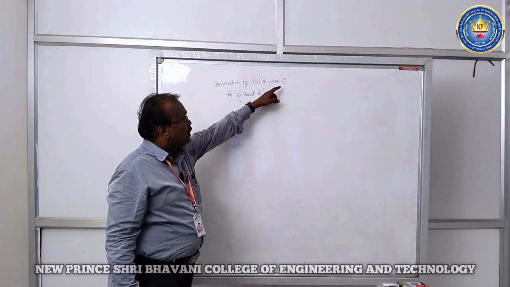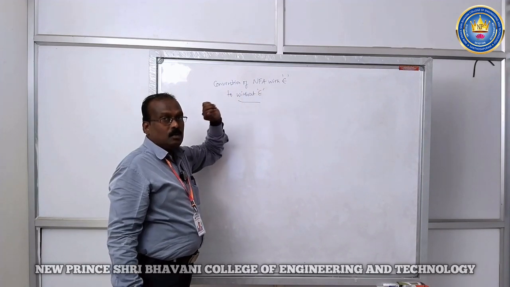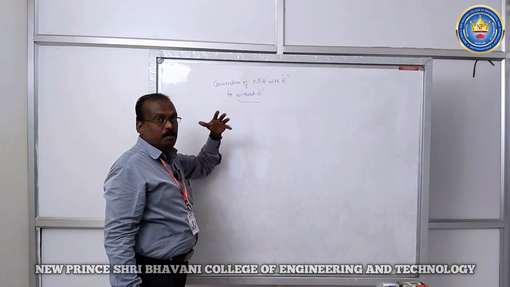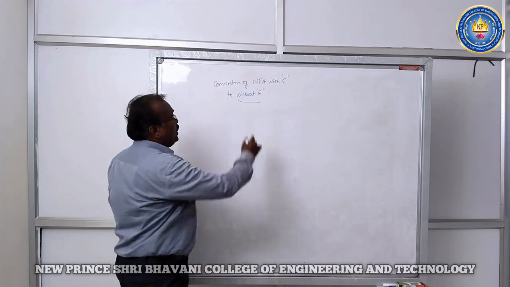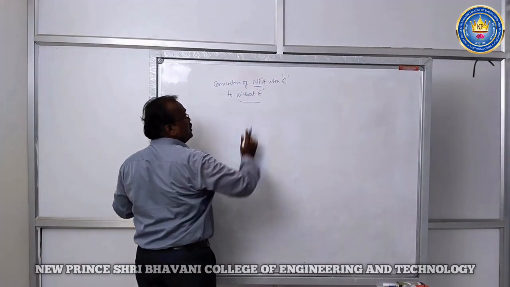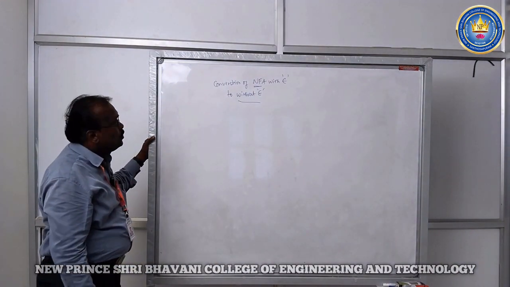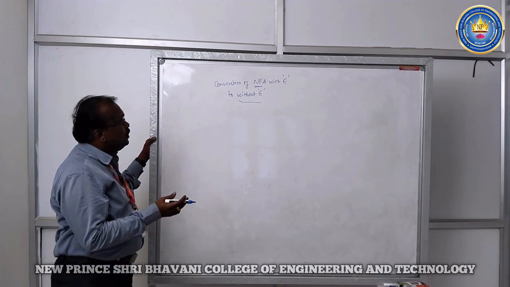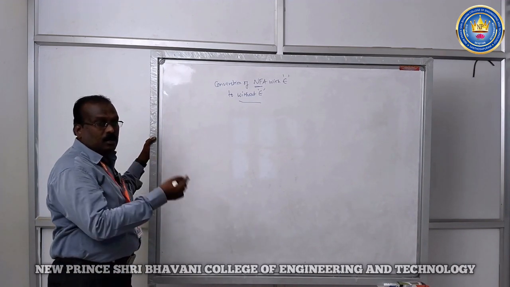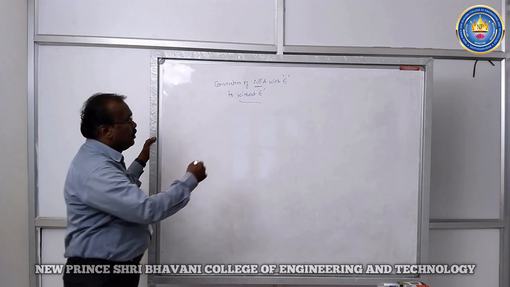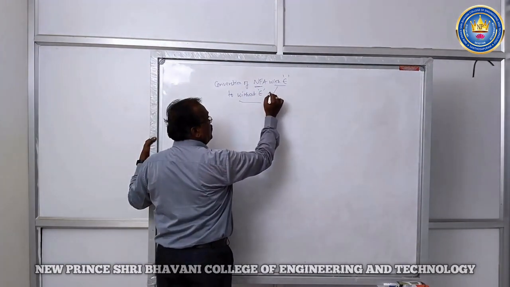Epsilon means that without input symbols, it can pass from one state to another state. NFA means non-deterministic finite automata. So here we want to delete the epsilon. We want to convert with epsilon to without epsilon.